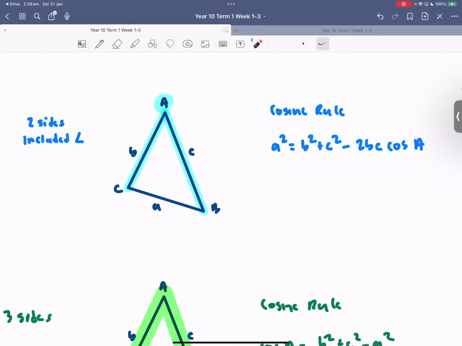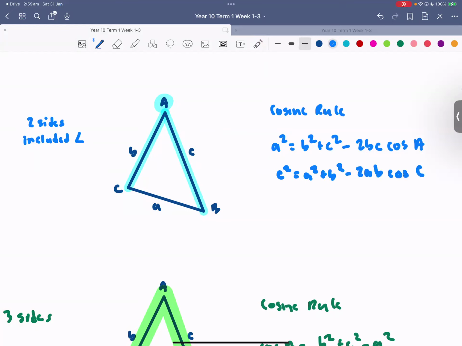Students are going to forget that rule. And what if the letters are not A, B, and C? What if the letters are P, Q, and R? Or what if side length C is missing? Then we've got to rewrite this equation. For example, if side length C is missing, the rule is actually C squared is A squared plus B squared minus 2AB cos C. Like the angles have changed.